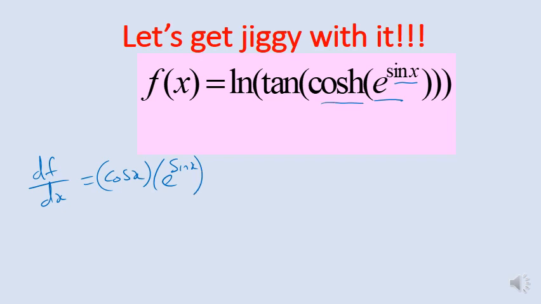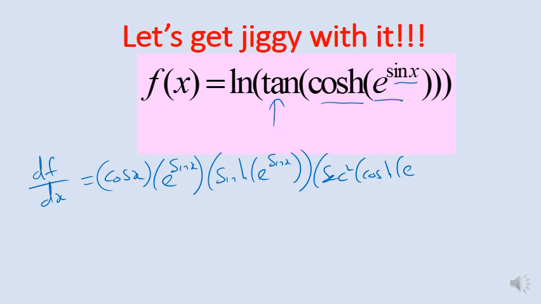Next function is cosh. What is the derivative of cosh of something? The derivative of cosh of something is sinh of that thing. What's the derivative of tan of something? That's going to be sec squared of that something. Look at the brackets. They're all queuing up. 1, 2, 3.